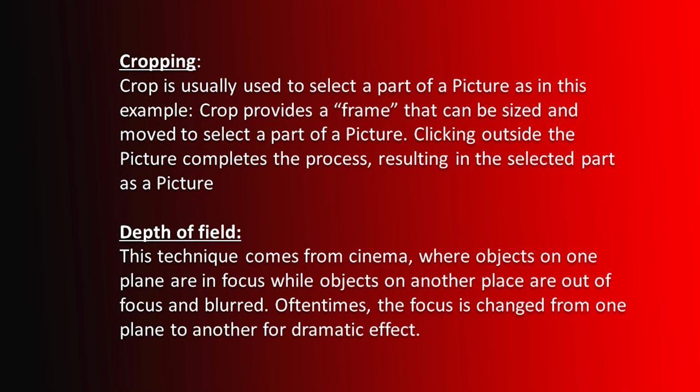Cropping is pretty self-explanatory. It's usually used to select a part of the picture, as in cropping provides a frame that can be sized and moved to select a part of the picture. So if you took a picture and you didn't quite follow the rule of thirds, you can crop it so that whatever you want to keep as the point of interest is actually on one of the lines of the rule of thirds.